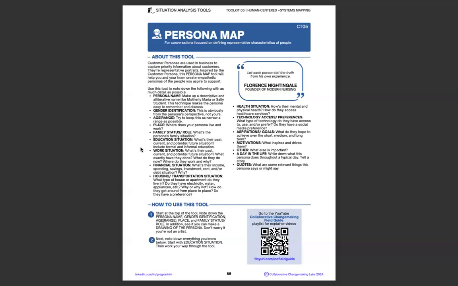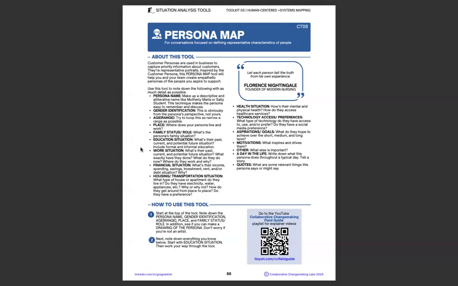Aspirations or goals. What do they hope to achieve over the short, medium, and long term? This could be in work, it could be in life, it could be in their community. Right? It depends on the context. Motivations, what inspires and drives them, right? Try to figure out external and intrinsic motivations. Can you hear what people are saying that really motivates and drives them? What else is important? Other important information that might be missed.